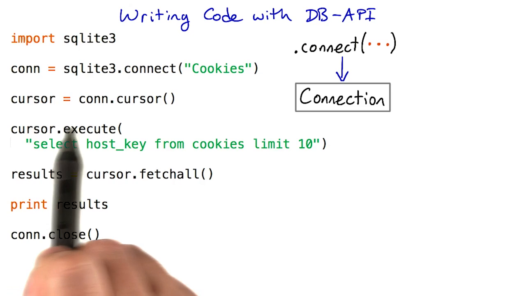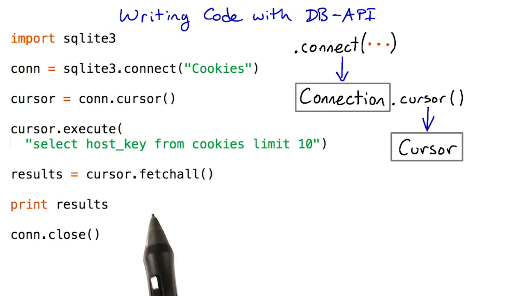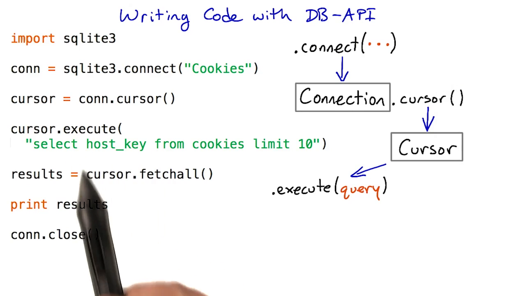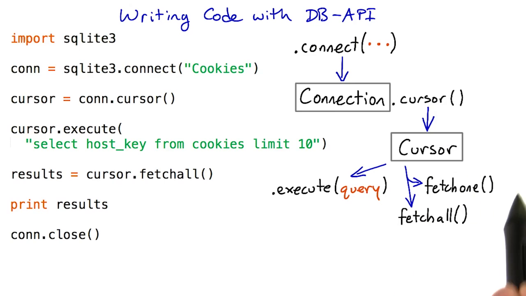Next, your code will make an object called a cursor. The cursor is what actually runs queries and fetches results. It's called a cursor because when the database gives you results, you'll use the cursor to scan through the results, kind of like a text cursor in an editor. You can see here that we execute a query using the cursor, and then fetch all the results from that query also using the cursor. Another possibility is to fetch the results one at a time using the fetchone method on cursors.